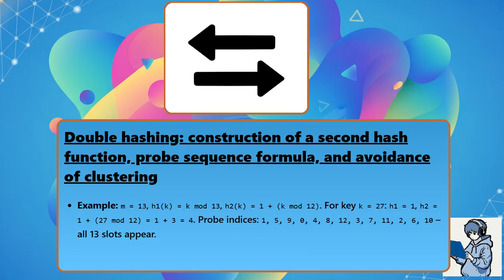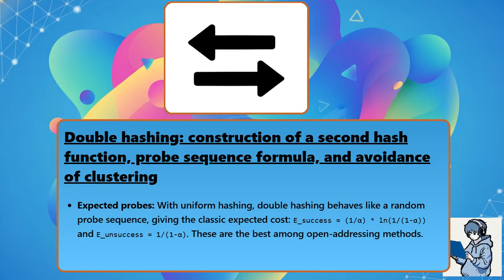Example: m equals 13, H1 of k equals k modulo 13, H2 of k equals 1 plus (k modulo 12). For key k equals 27, H1 equals 1, H2 equals 1 plus (27 modulo 12) equals 1 plus 3 equals 4. Probe indices 1, 5, 9, 0, 4, 8, 12, 3, 7, 11, 2, 6, 10. All 13 slots appear.